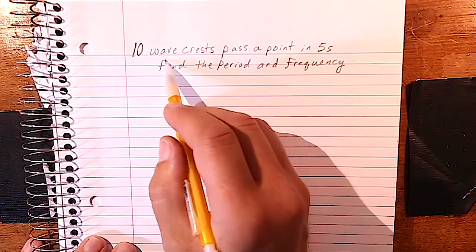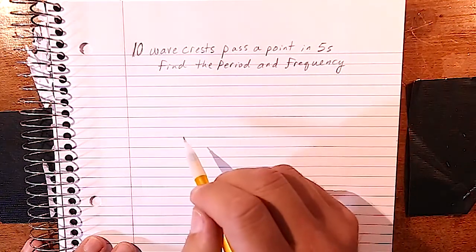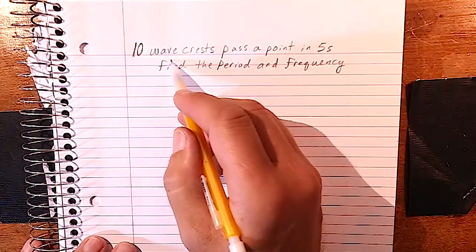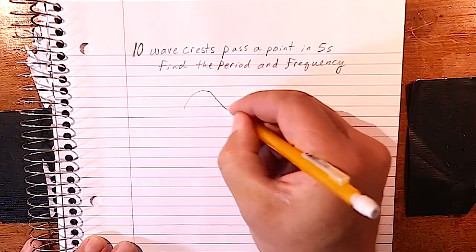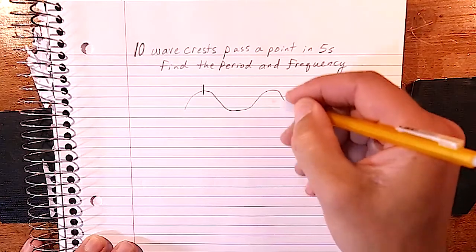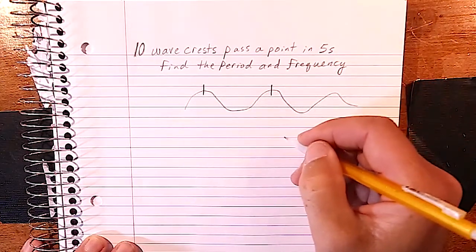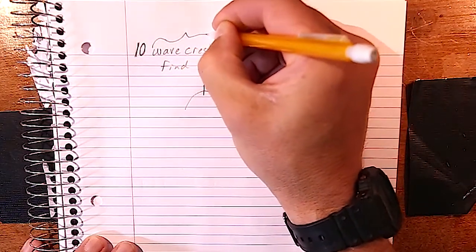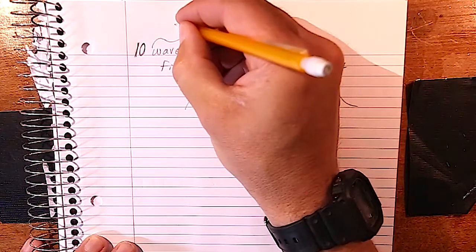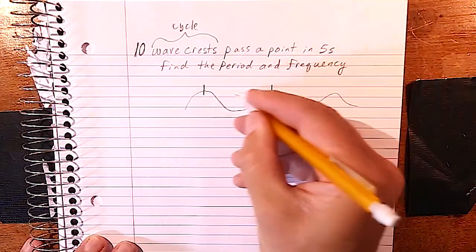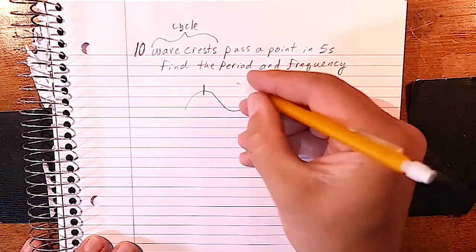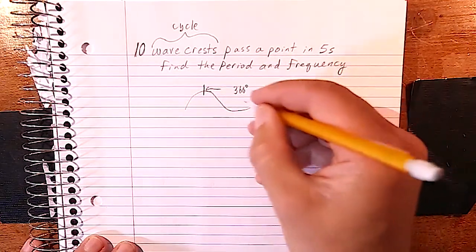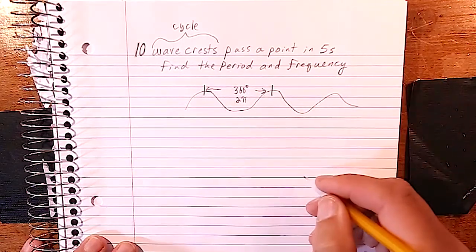Let's say we have 10 wave crests passing a point in 5 seconds. Find the period and the frequency of this wave. So when we say wave crests, the distance from the peak of the wave to the next crest, which we'll learn later is called the wavelength, is going to be 1 cycle. So that right there is our cycle. That's our oscillation. And from math, you should know that that's 360 degrees. It's a full wavelength. Or in math, you also define that as 2 pi radians.